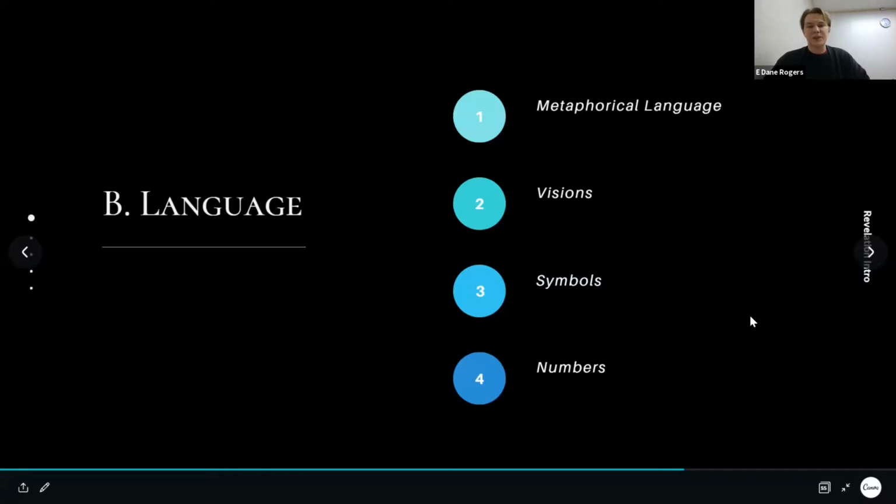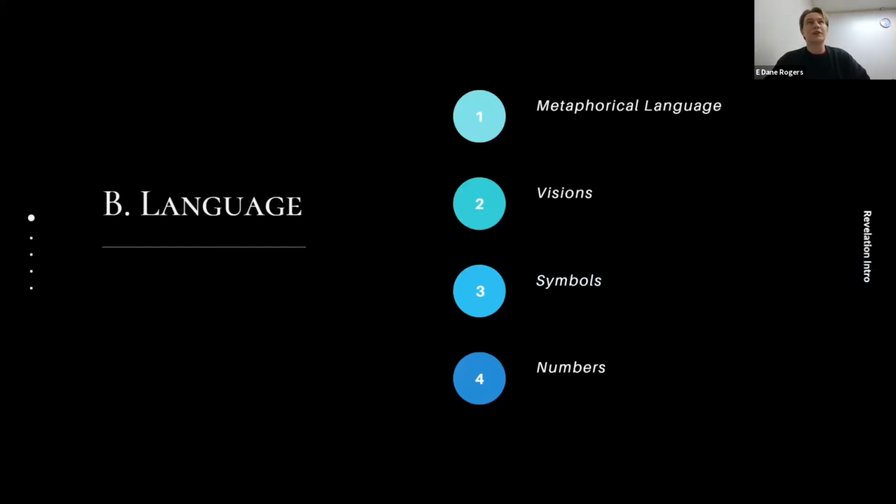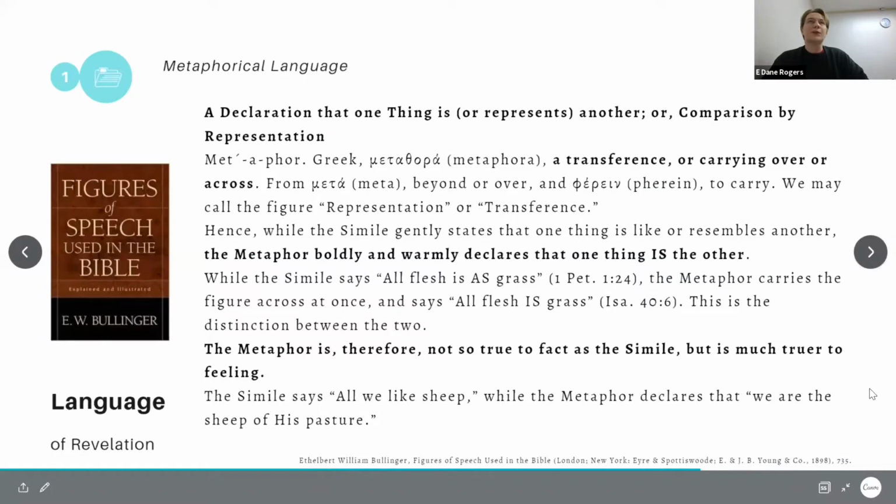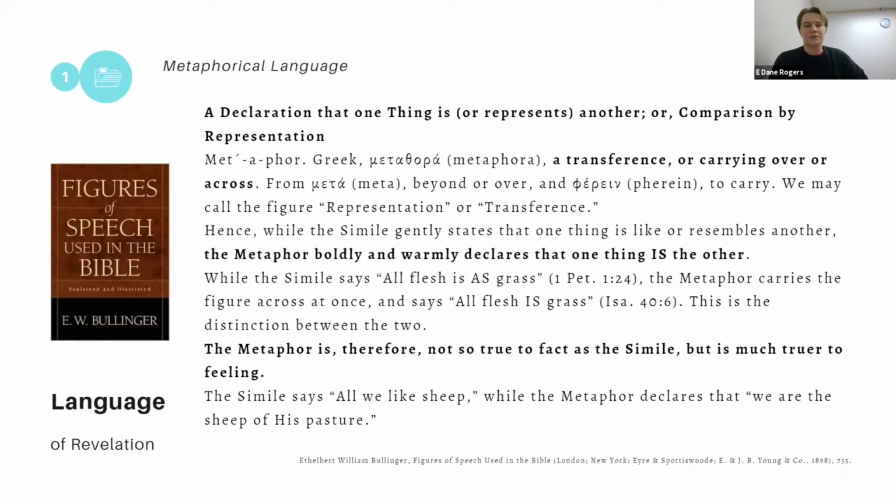We're going to look at some of the specific language used in the book of Revelation. We'll look at metaphorical language, visions, symbols, and numbers. So we're going to dive a little deeper into some of those aspects of apocalyptic literature. So metaphorical language. Most of us probably remember what a metaphor is from middle school language arts. Metaphor and simile are very similar.